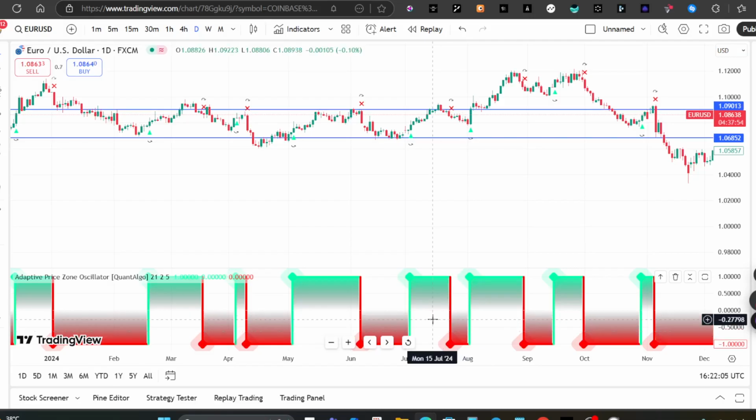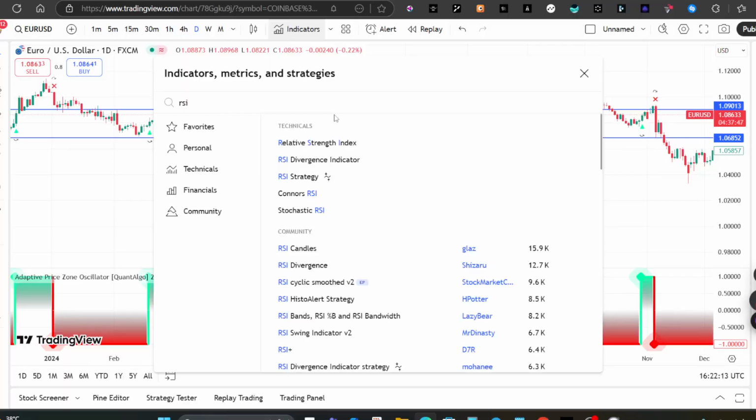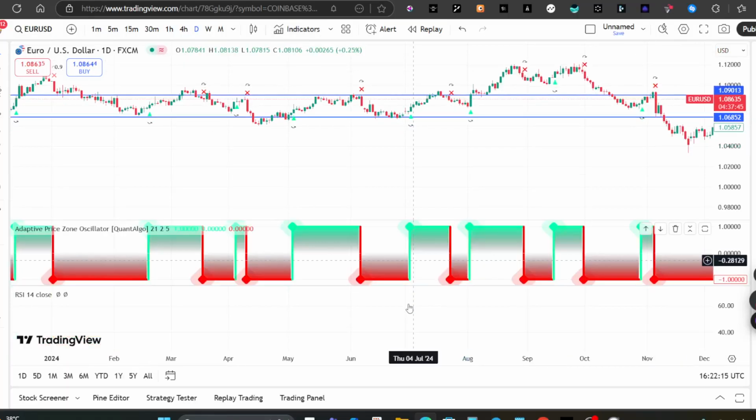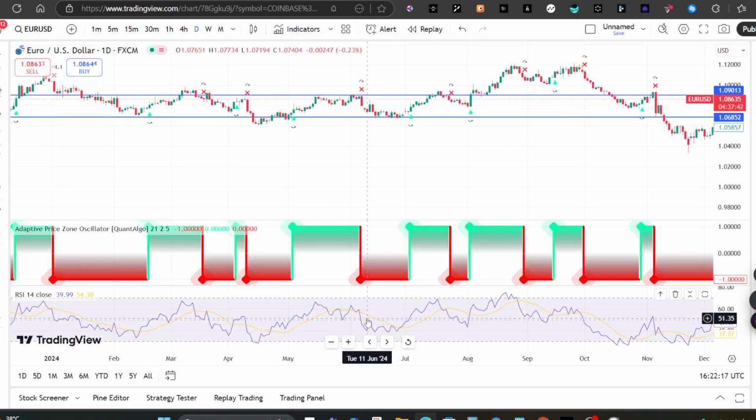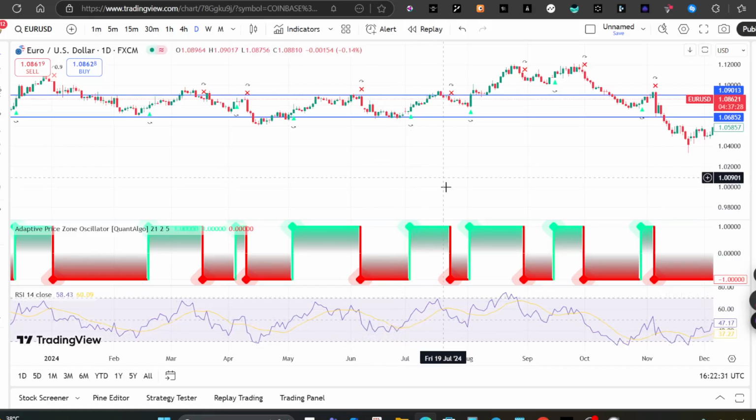For example, if the price zone oscillator signals a support zone, and then maybe you decide to add RSI to the chart, and perhaps your RSI shows an oversold condition, that could be a good time to consider going long. Conversely, if the oscillator signals a resistance zone and maybe the RSI is in overbought territory, that shows it's a good time to enter a sell.